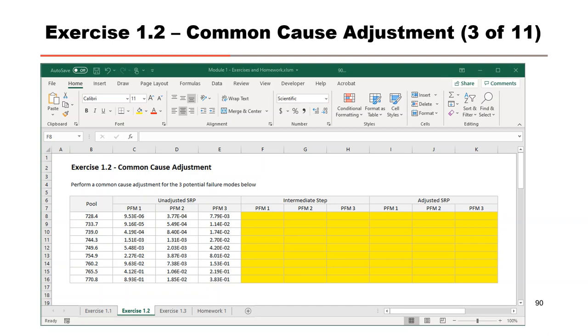Please pause the video now and work through the exercise. When you are finished, press play to continue.